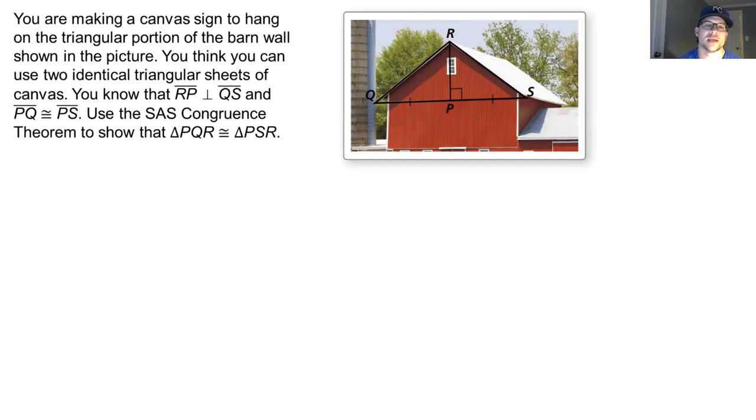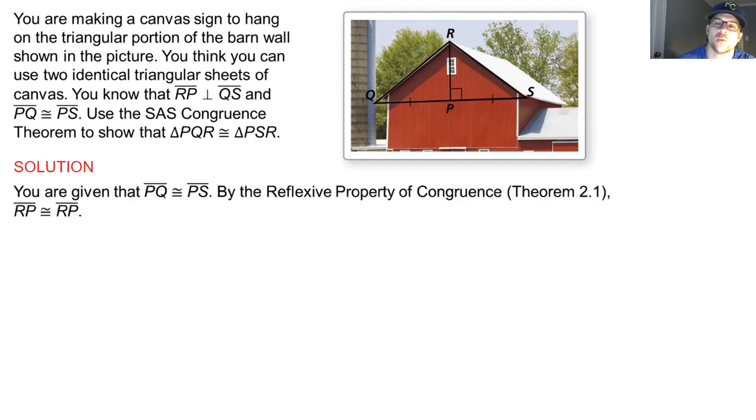And we need to use the SAS theorem to prove that those two triangles are going to be congruent to each other. So let's see if we can identify two sides and the angle between them. So we are given that PQ is congruent to PS, so that's one pair of sides. Based on the reflexive property of congruence, RP is the same as itself. Those two triangles are bumped up next to each other and they share the same side, so that's the second pair of sides.